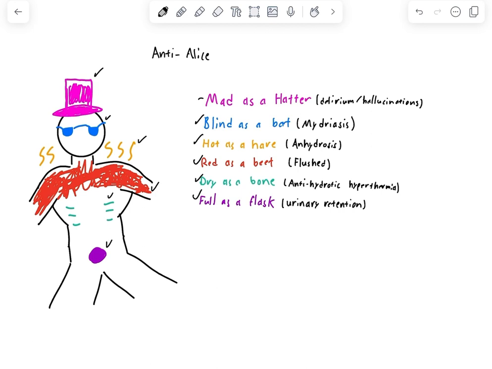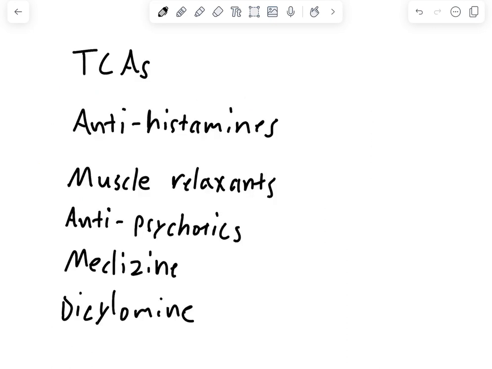So just remember this, anticholinergic toxidrome, think Alice, as in Alice in Wonderland, and think mad as a hatter, blind as a bat, hot as a hare, red as a beet, dry as a bone, full as a flask. I think that's pretty helpful in being able to distinguish what some of the common findings are in a patient who's overdosed on anticholinergics.